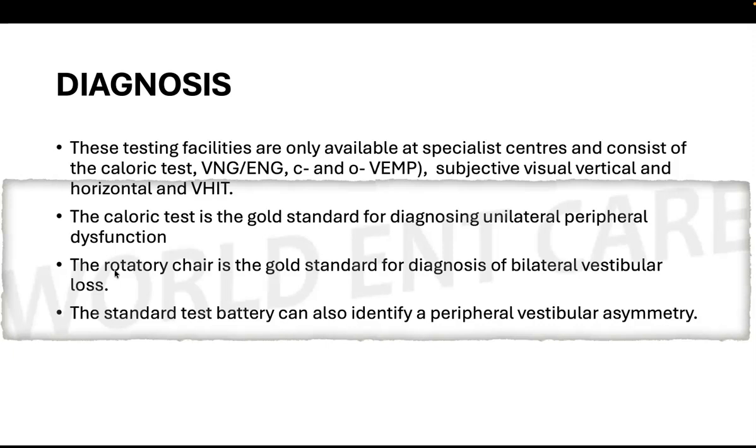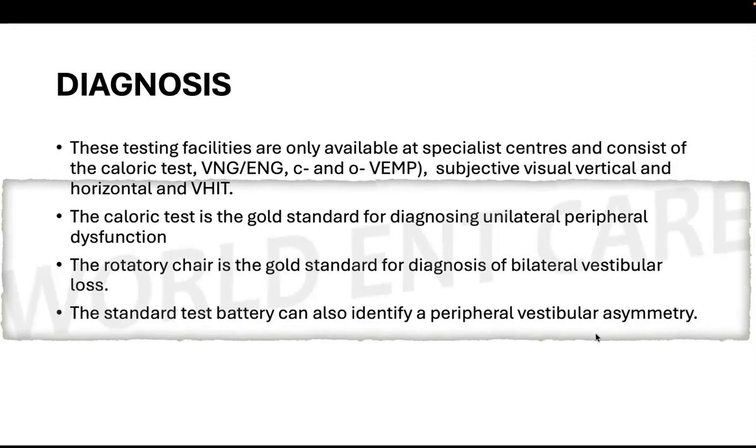So what is the standard test battery? Basically, the standard test battery can also identify peripheral vestibular asymmetry. This means that the standard vestibular test battery is used to detect peripheral vestibular asymmetry. That means that one side of the vestibular system is functioning differently from the other, and this standard test battery can include caloric testing, rotatory chair testing, video head impulse or VEMP.